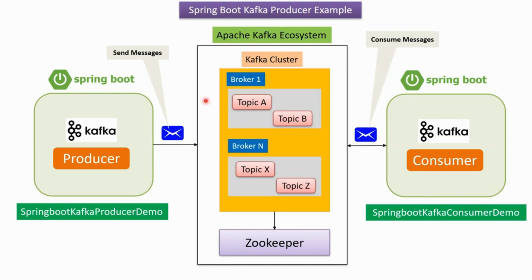Here you can see the Apache Kafka ecosystem. It has a Kafka cluster. The Kafka cluster has brokers, and each broker has topics. And here you can see the Spring Boot application. The Spring Boot application name is Spring Boot Kafka Producer Demo. It has a Kafka producer client. Using this, it will send messages to the Apache Kafka server, which is installed in an Amazon EC2 instance. We will see how to do that.